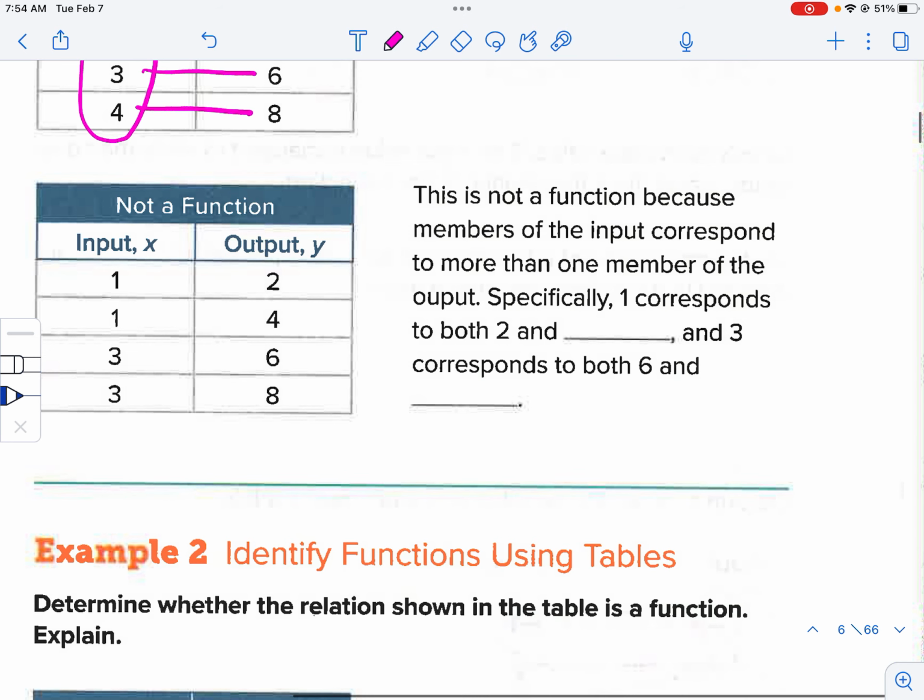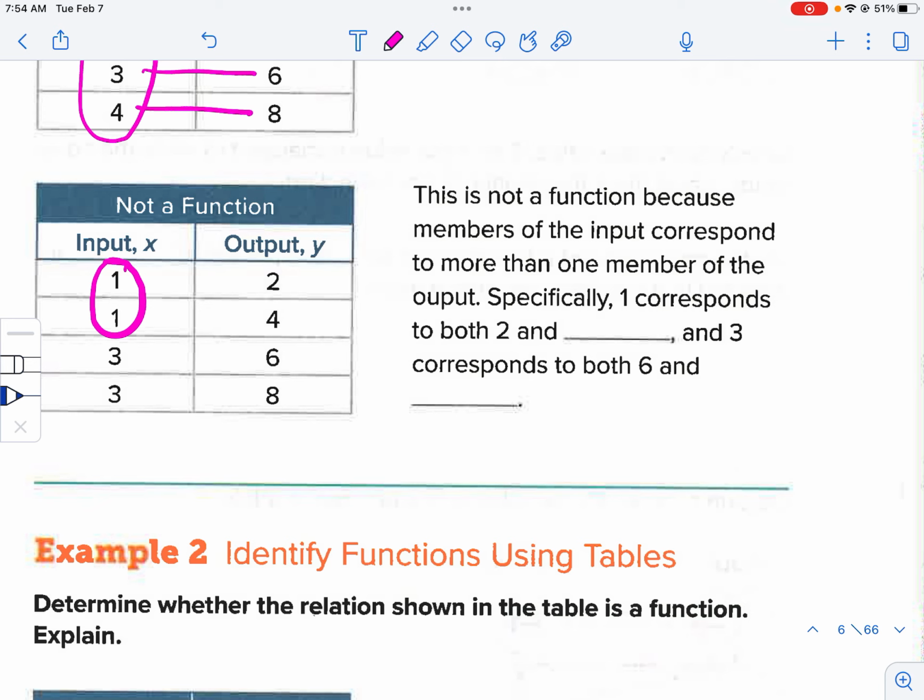Okay, so this one is not a function. Look at this. This repeats. That means it's going to 2 different things. So this is not a function because the members of the input, the ones, correspond to more than one member of the output.